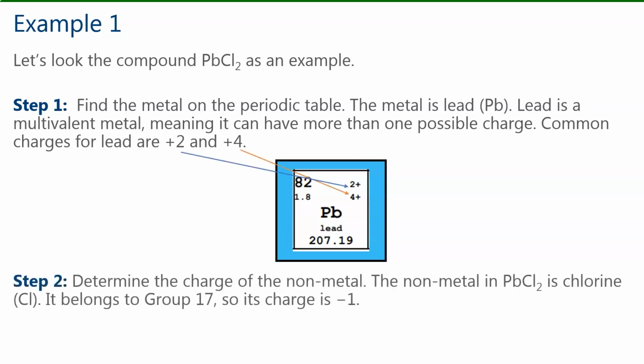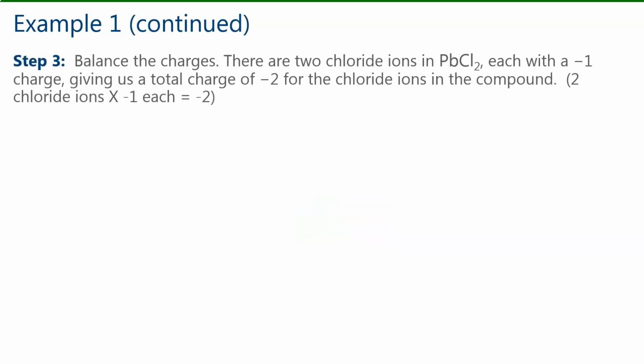Our next step is to determine the charge of the nonmetal. The nonmetal in PbCl2 is chlorine. It belongs to group 17, so its charge is -1. Now we're going to balance the charges. There are 2 chloride ions in PbCl2. Each chloride ion has a charge of -1, giving us a total charge of -2 for the 2 chloride ions in the compound. 2 chloride ions times a charge of -1 each equals -2 total.